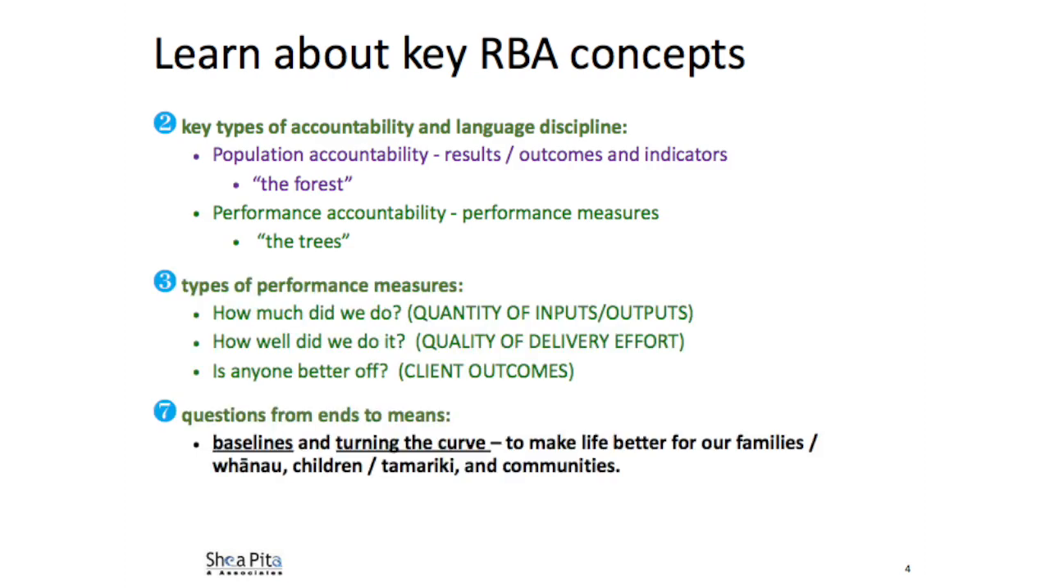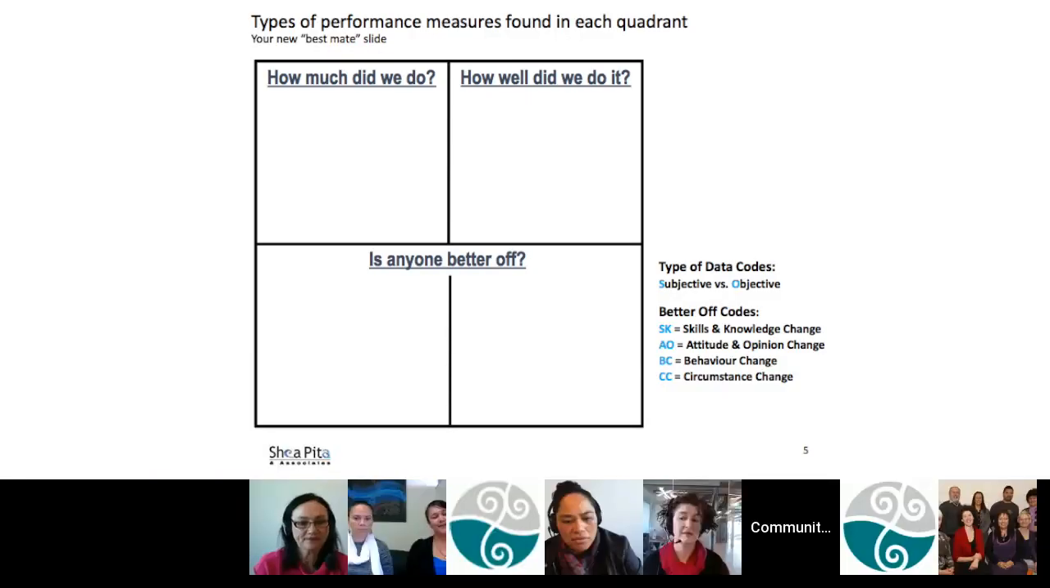RBA Key Concepts, everyone. I know that all of you would have watched and re-watched several times the first 2 webinars, but in terms of the key concepts, everyone, 237 from ends to means. We're going to talk about population and performance accountability today and data collection associated with those 2 key concepts. And we're also going to talk a lot about the 3 performance measures, how much, how well is anyone better off, and talk about some of the tools that you can use to collect that data. I'm also going to highlight the 7 questions from ends to means and talk about how you can use those questions as an effective means of strategic and business planning.